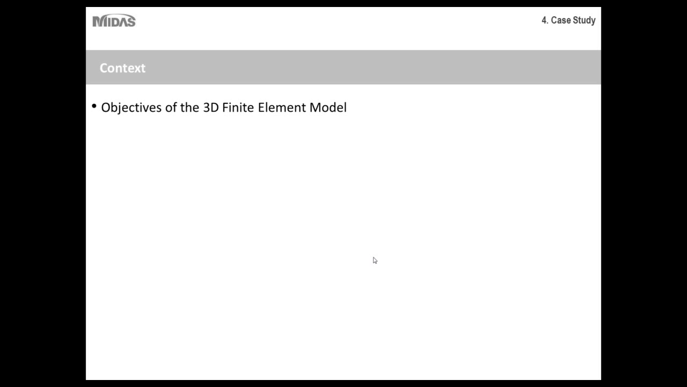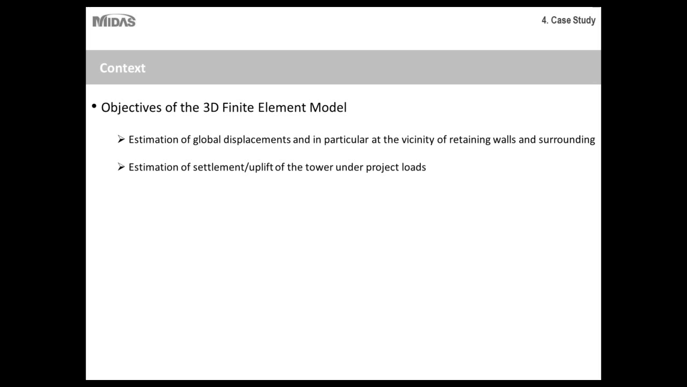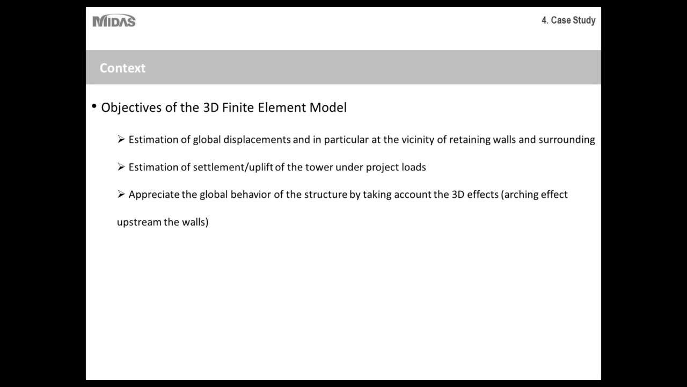So what were the objectives of the 3D finite element analysis for this particular project? First of all, they wanted to estimate the global displacements, particularly in the vicinity of the retaining walls and the surrounding area. They wanted to estimate the settlement or the uplift of the tower under the project loads. They wanted to appreciate the global behavior of the structure by taking into account 3D effects like arching effects upstream of the walls. They had to validate all the different types of ground support systems they were using, to see if they are working as expected or not.